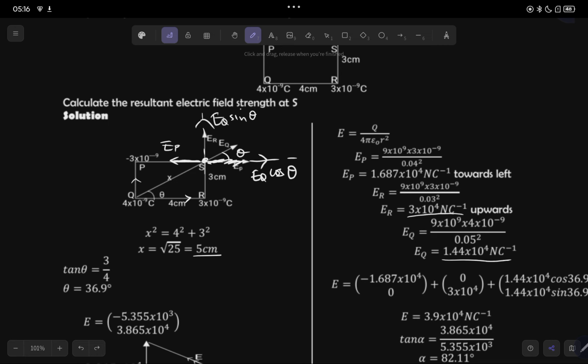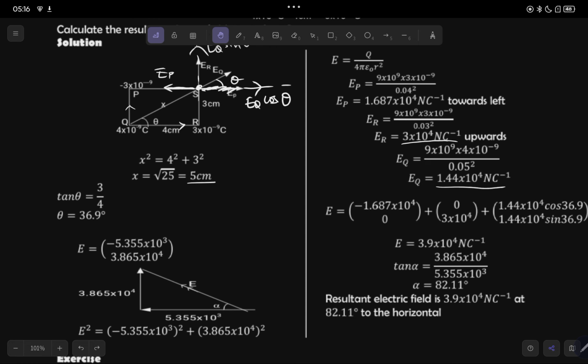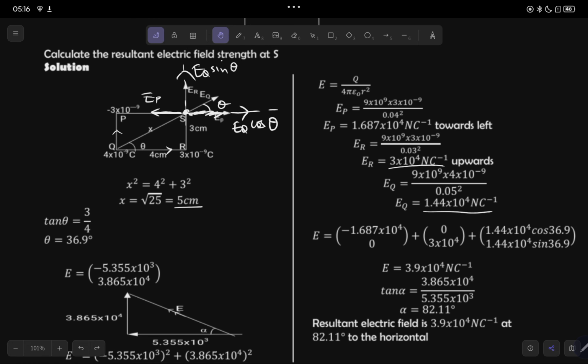Then later on, we shall decompose all the electric field intensities into their components so as to get the resultant vector that is required. So when it comes to solution, we shall look at those which are entirely horizontal.